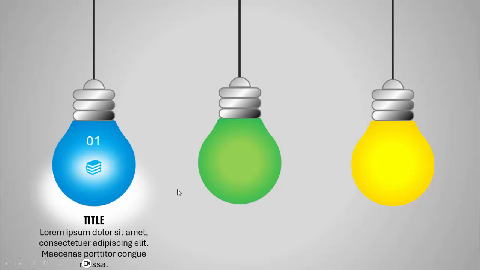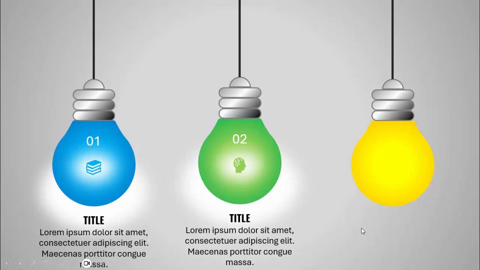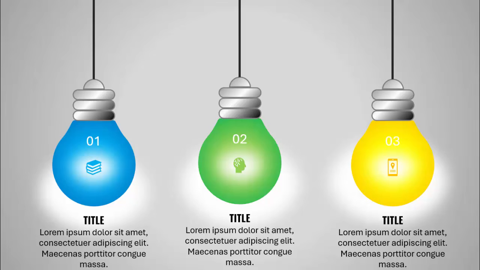So when I click, you can see here, it gives you the option number 1, the icon. You can add title and the detailed text. When I click, it opens. Second option, it lights up the second option, then the third option. So depending on the requirement, you can increase or decrease these options.